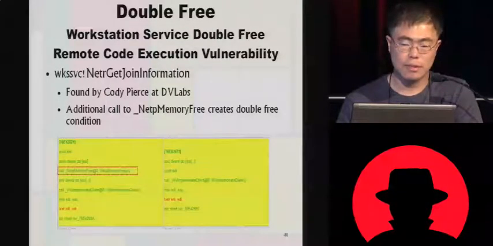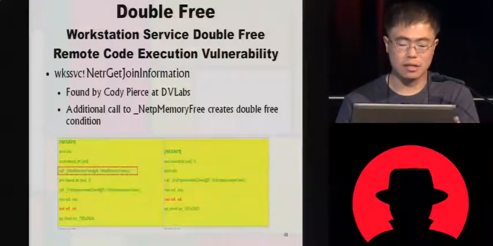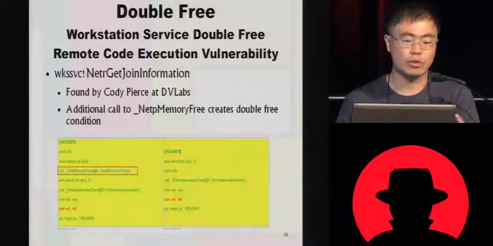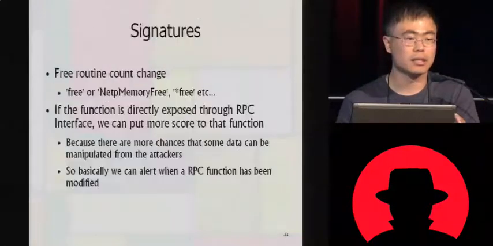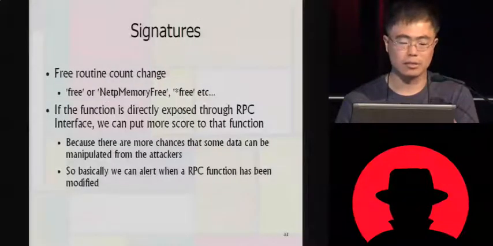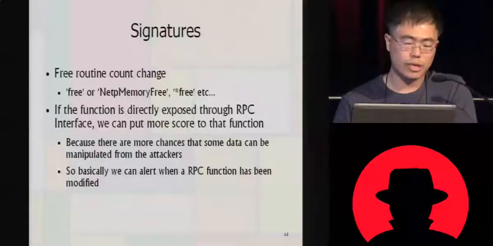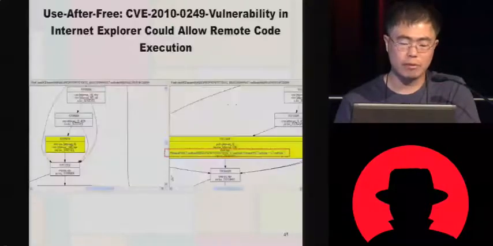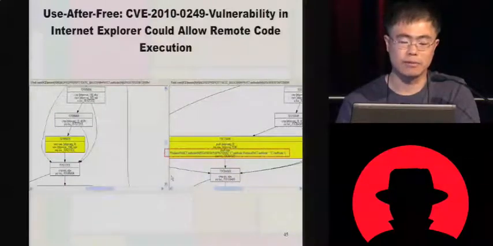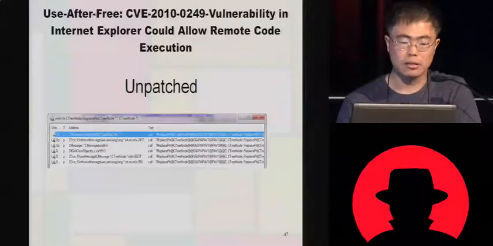So it looks like this information is not clearly reported anywhere. So you can find those details very easily by doing the diffing, like this one. And you can deduce new signatures here. If you call free or NetpMemoryFree or any kind of free-related functions, it might indicate a double free condition. And the next example is use after free.